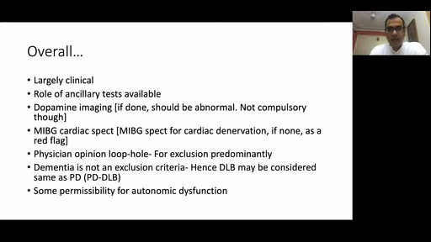So overall diagnosis is largely clinical. Imaging, we saw that dopamine scanning can be done. MIBG cardiac SPECT for denervation can be done, and if it is normal, there is no denervation, that is a red flag. There is a physician opinion loophole as well. And you will notice that dementia is not an exclusion criteria. So DLB used to be one of the atypical Parkinson's diseases, but now it is considered to be the same as Parkinson's disease. And there can be some autonomic dysfunction. So as soon as you find autonomic dysfunction, do not jump to a diagnosis of MSA. It may still be Parkinson's disease.